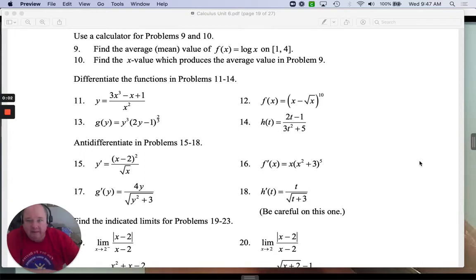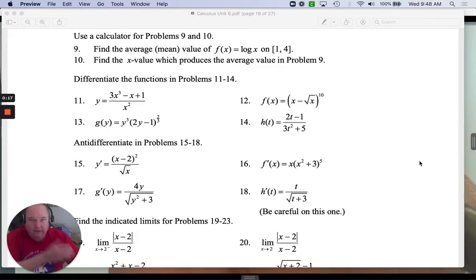Number 9. It says use a calculator. So that means you need a calculator. So press pause and get a calculator. Find the average or mean value of log x from 1 to 4.